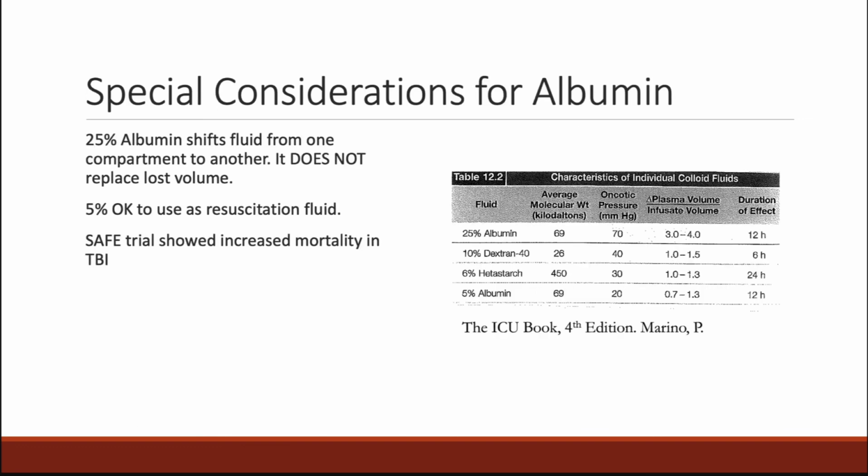Couple special considerations for albumin. Remember that salt poor albumin, the 50 cc vial of 25% albumin, moves fluids. It doesn't replace volume. So you put this stuff in, it pulls fluid from the extracellular space or the interstitial space into the intravascular space. That's how that works. It doesn't replace volume. It just makes better use of the volume that is stuck in the interstitial space. Okay? We can use 5% as a resuscitation fluid, but it's so expensive. Nobody does that. All right?